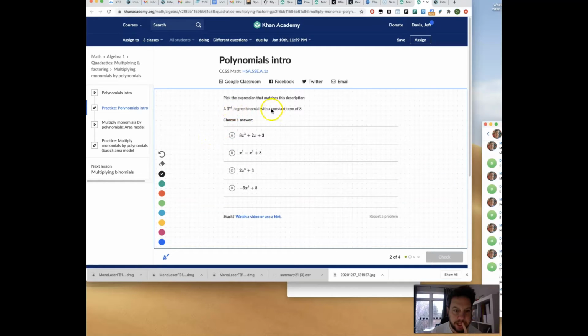A third degree polynomial with a constant term of 8. So third degree means your highest power in there is going to be 3, and then a constant term of 8 means that there's no variable attached to that, it's just an 8.